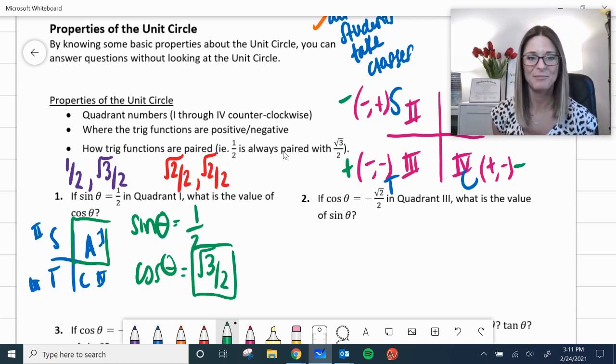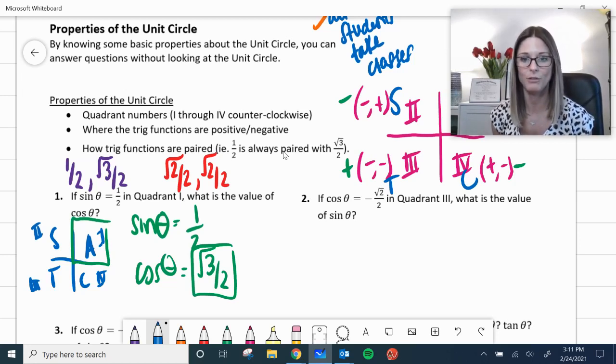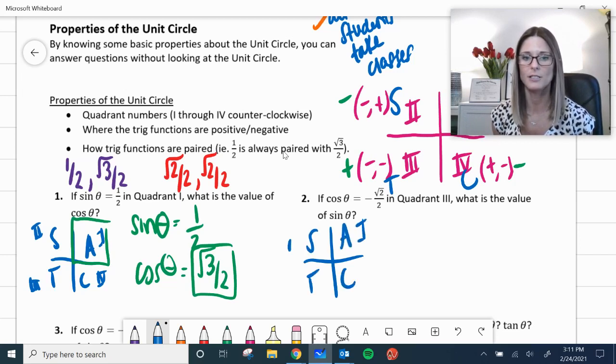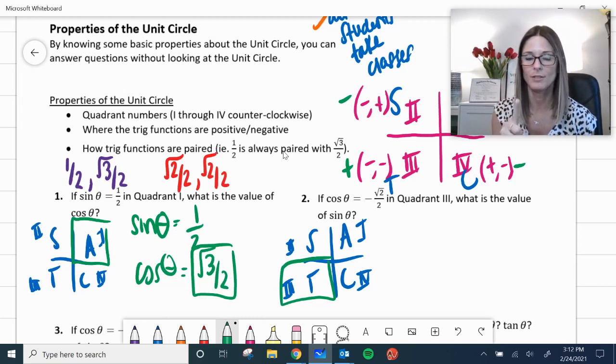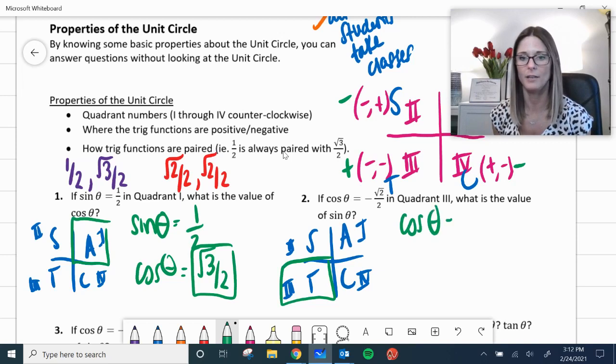Done. Number 2, if cosine theta is negative square root of 2/2 in the third quadrant, what's the value of sine? All right, sketching ASTC. This is first, second, third, and fourth quadrant. They told me we're looking in the third quadrant. In the third quadrant, tangent is the only one that's positive. Sine and cosine are going to be negative. So they already told me cosine theta is negative square root of 2/2. Okay, it's supposed to be negative because it's in the third quadrant.